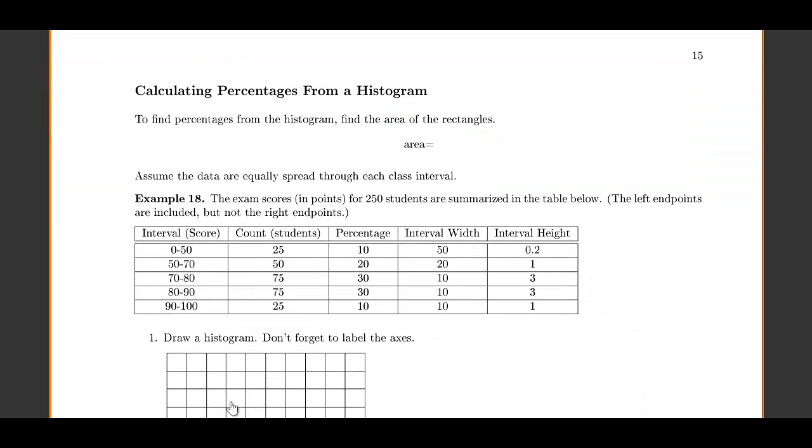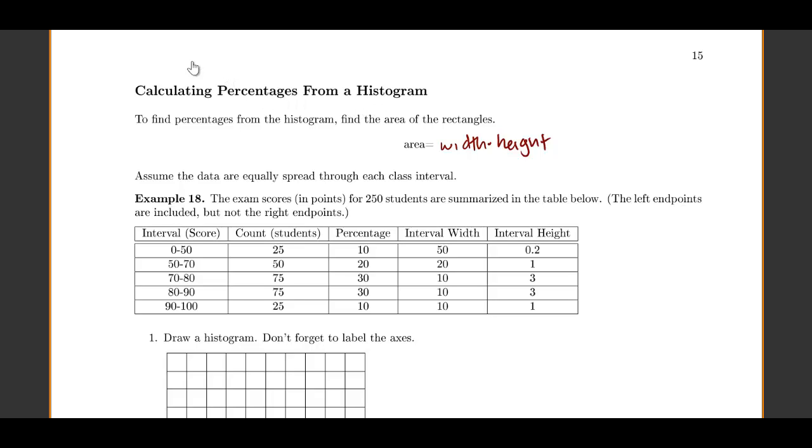The next thing we want to be able to do is calculate percentages from a histogram. And it's really not too bad to find the percentages from the histogram, as long as you just remember that the percentage represents the area. And area is just width times height. Now to do this, we do have to make one assumption, which usually isn't true, but we assume that the data is equally spread throughout each interval.